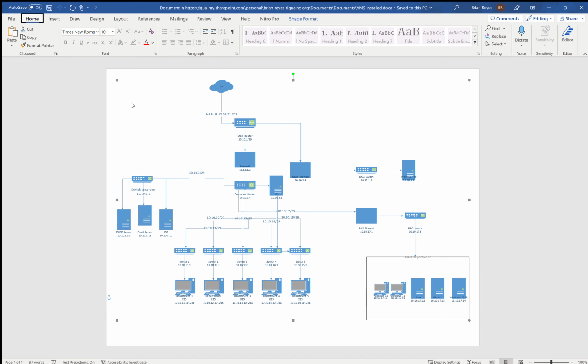First we have the internet service provider, which provides a static IP 12.34.31.252. Then we have the main router, whose IP subnet is 10.10.1.0/29. As we can see, the DMZ firewall IP is 10.10.1.3. Our internal firewall IP is 10.10.1.2.